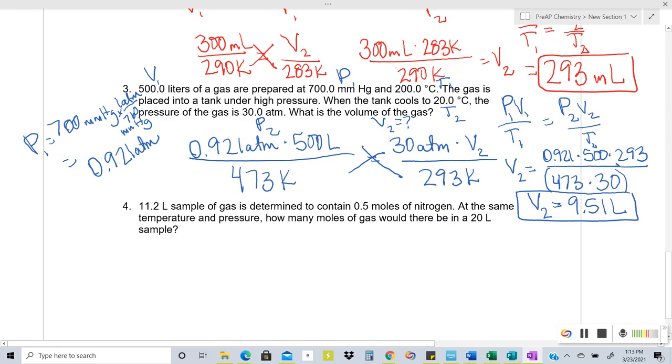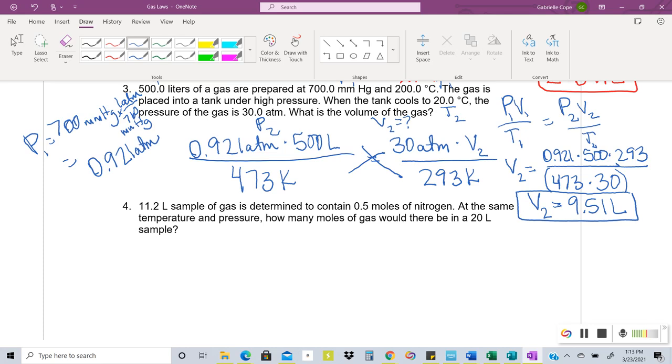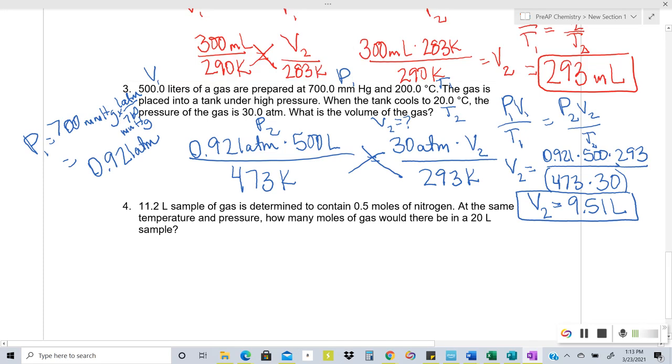All right, last one for examples, and you're going to do your packet. We've got a volume. I've got a moles. I've got a second volume. So if we just had volume in moles, this is Avogadro's law. Which is V1 over N1 is V2 over N2.